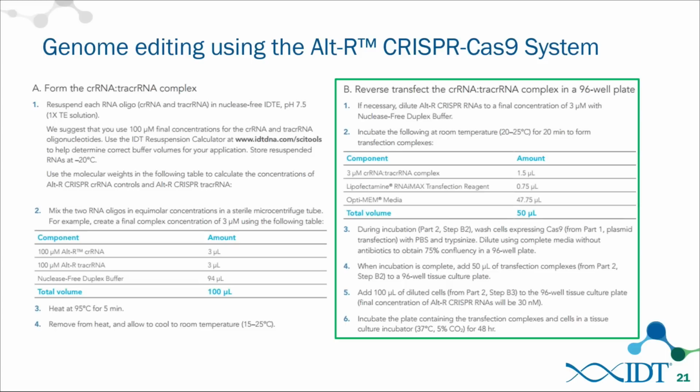But regardless, the crRNA and tracrRNA complexes are then lipofected into the cells that are now expressing Cas9. We recommend, as I mentioned, a 30 nanomolar transfection using Lipofectamine RNAiMAX. And typically, we find this to be optimal at 0.75 microliters of RNAiMAX per well in a 96-well plate.